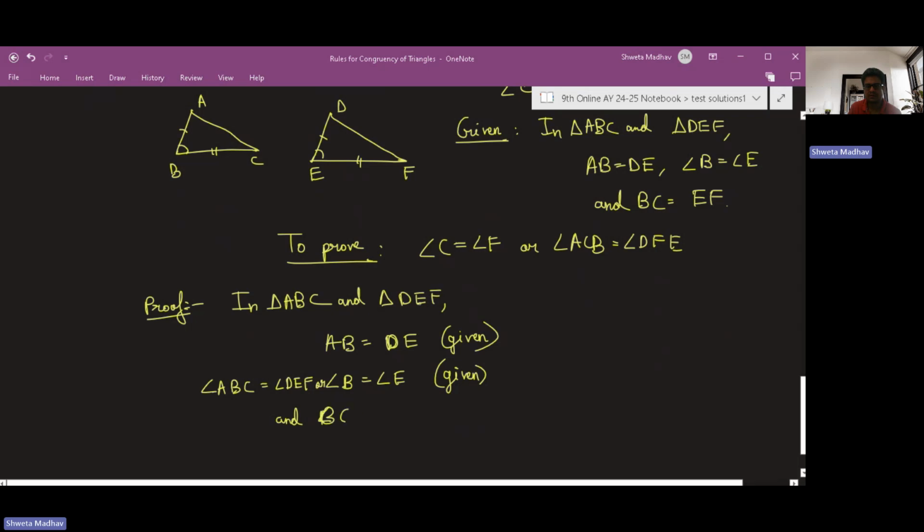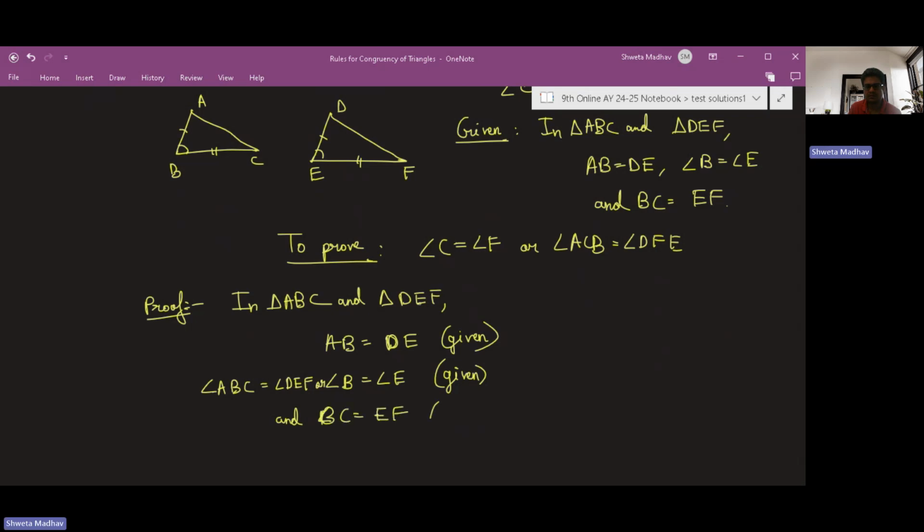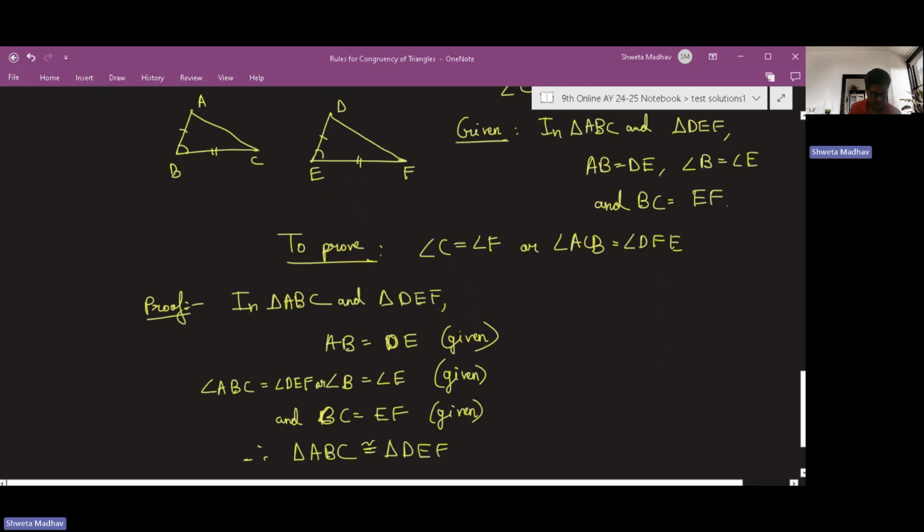BC, the side BC equals EF, which is also given. So therefore, we will say triangle ABC is congruent to triangle DEF. How?